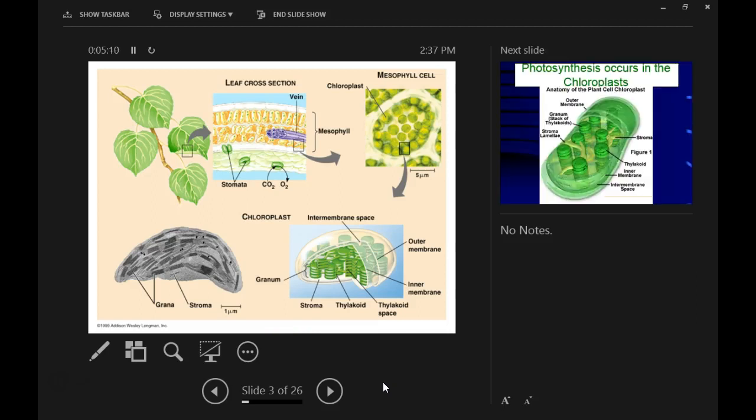And if we look at the structure of a leaf, we'll find that in the middle of the leaf, what we call the mesophyll, has the densest concentration of cells that have the chloroplast organelle. Now, if you look at a typical leaf, you have a little waxy cuticle on top. For a vascular plant that's terrestrial, drying out is a big issue.